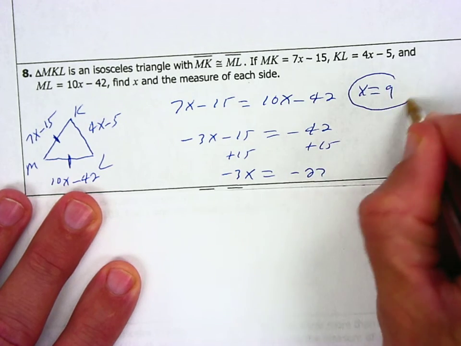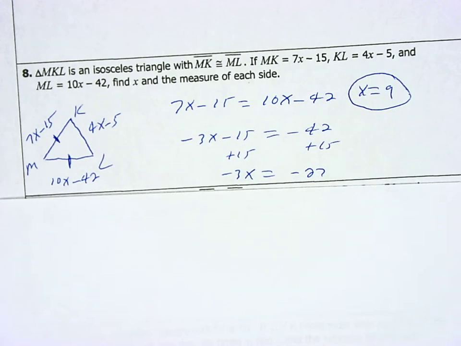Let me circle that for a second. Are we done? What do they want? They want x, and then they also want all the sides. Well, we got this. What do we do once we get x is 9? Remember, we just do substitution.